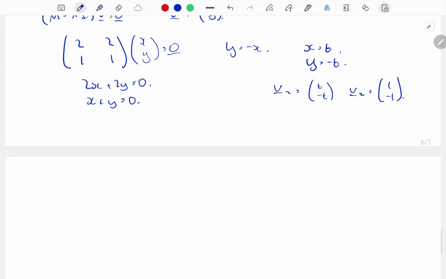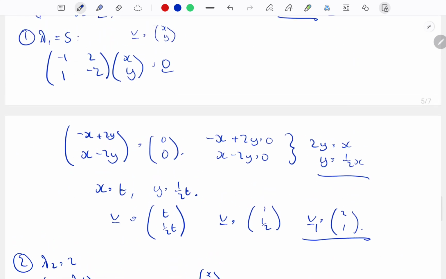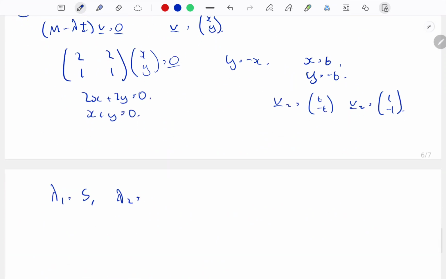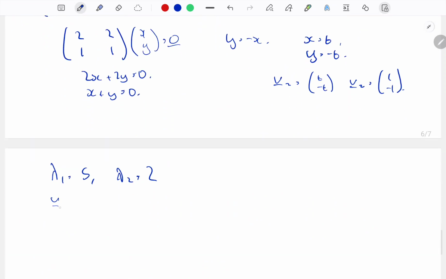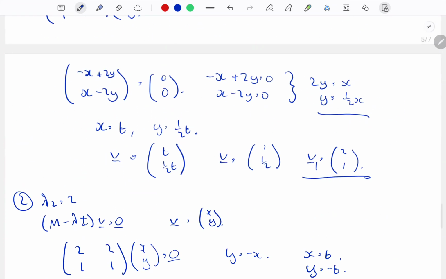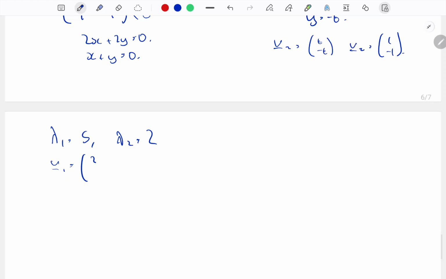So our eigenvalues are lambda 1 equals 5, lambda 2 equals 2, and the corresponding eigenvectors are (2, 1) and (1, minus 1).